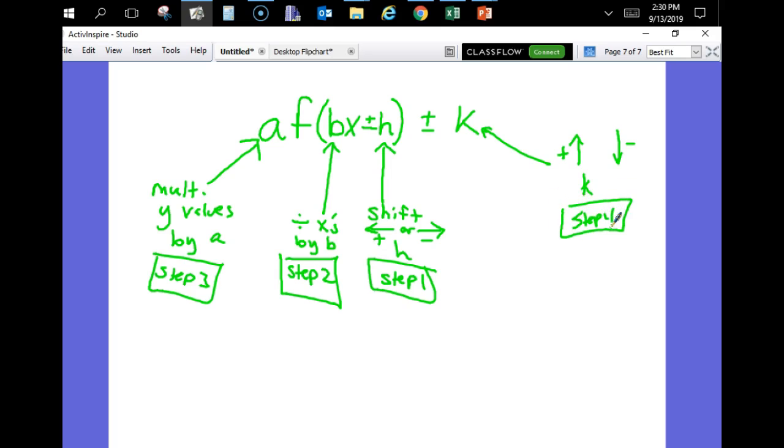Now, they don't always have to have a number in every spot. If they don't have a number in a spot, then you don't do it. So for instance, if there's no b, then you're not going to do step 2. You'll just go straight over to step 3. Okay? But this is the order you'll go in. The first thing you do is shift left or right, whatever that number is. If it's positive, you go left. If it's negative, you go right.